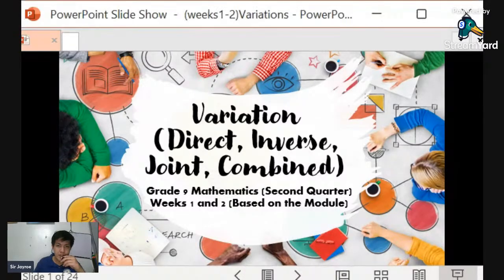I think we can start. So again, before I start the lesson, pwede ko bang malaman kung naririnig po ako? Kindly type in the comment section, please. Okay, so I think naririnig naman.